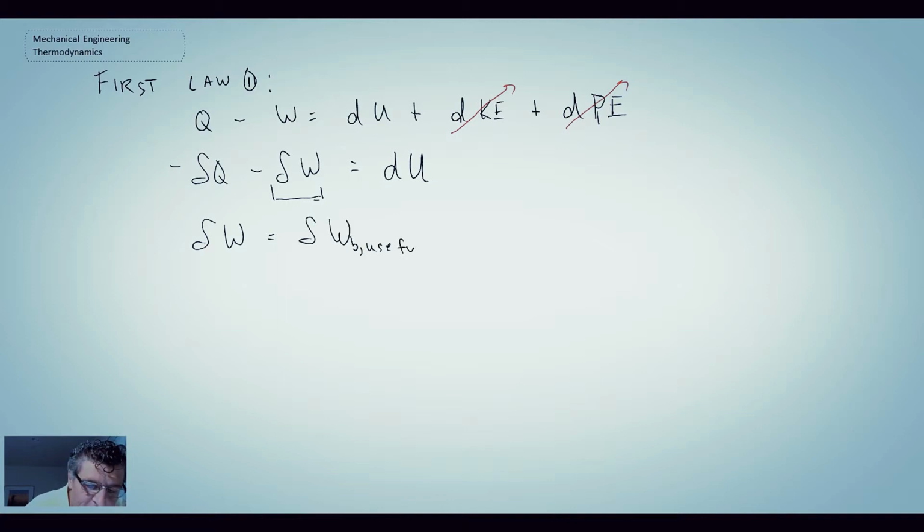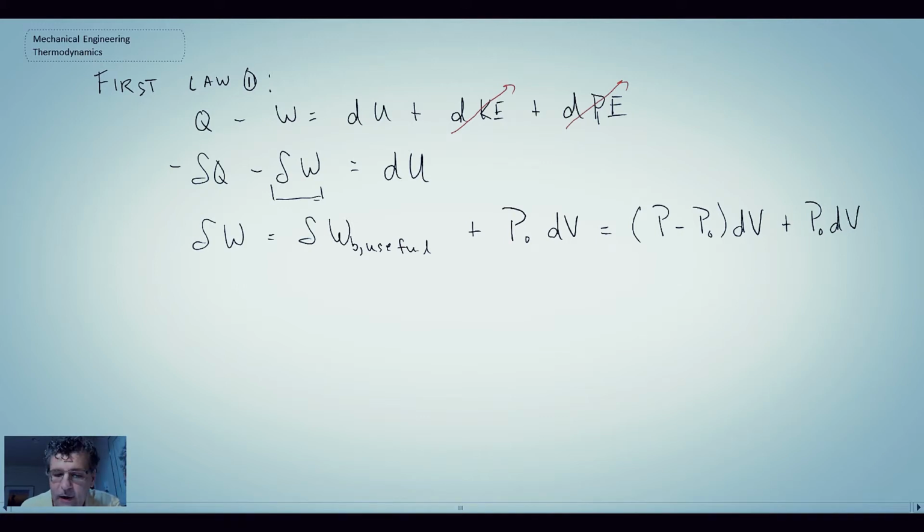So we have useful boundary work, and then we also have the work that is being exerted upon the surroundings. And given that it is an expanding piston cylinder device, the useful work is going to be the pressure above the atmosphere multiplied by the change in volume, plus the work done on the surrounding atmosphere.